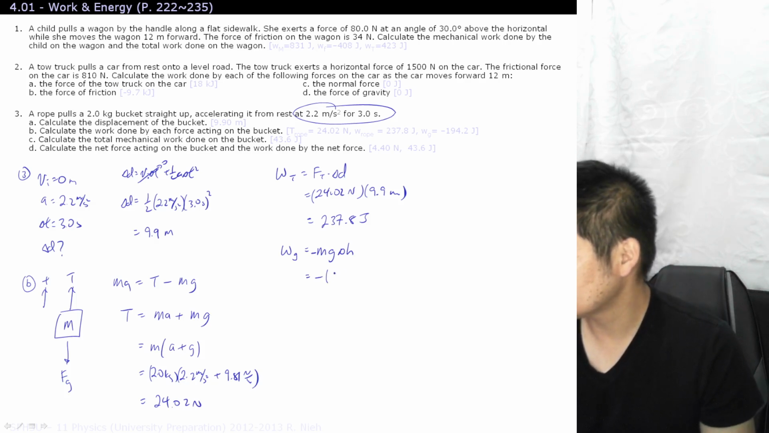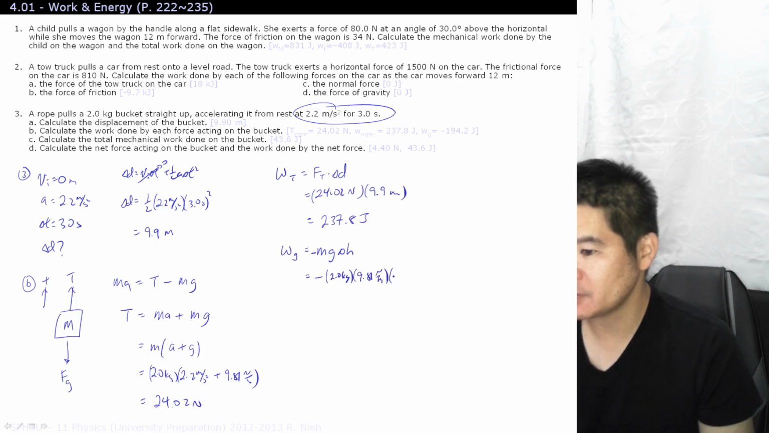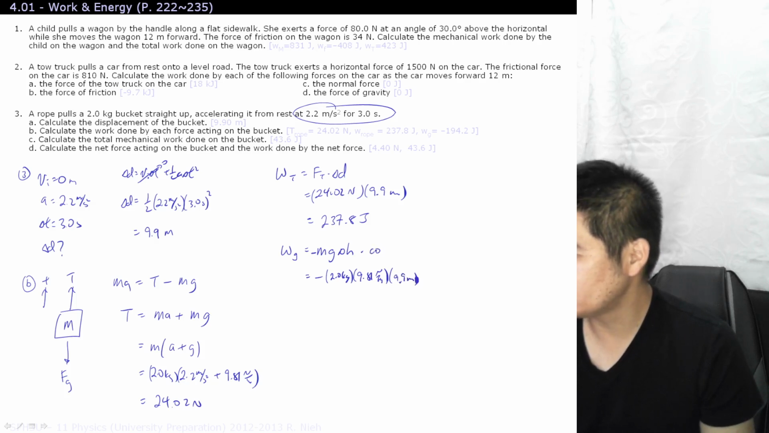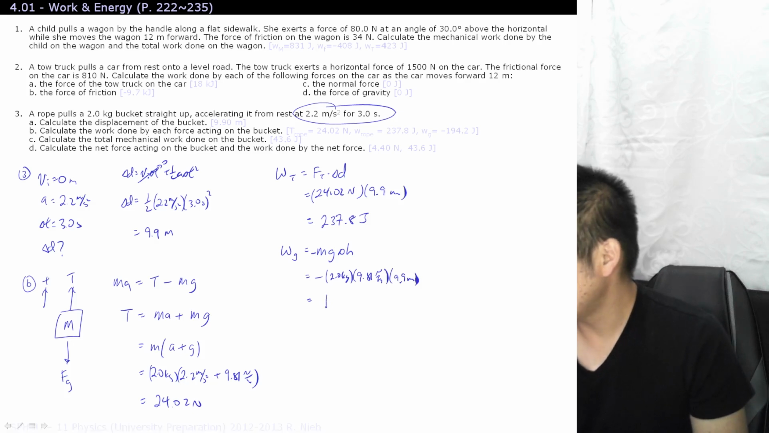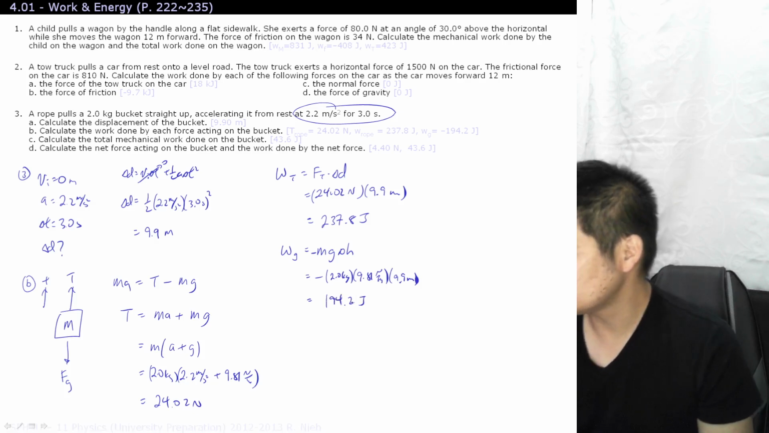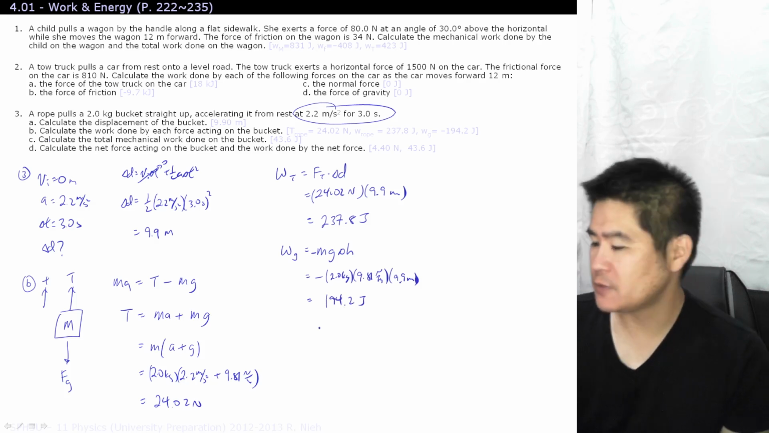So negative 2.0 kilograms times 9.81 newtons per kilogram times the height that it's moving at, which is 9.9 meters. If you feel more comfortable doing cosine of theta for the minus sign, by all means, by the way. All right, so 9.81 times 2 times 9.9 gives you 194.2 joules.